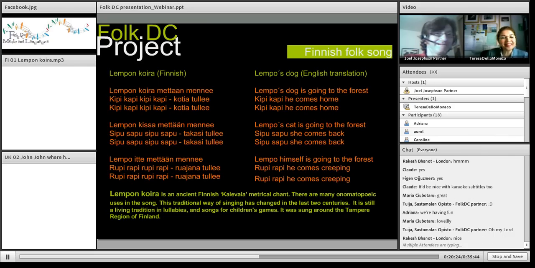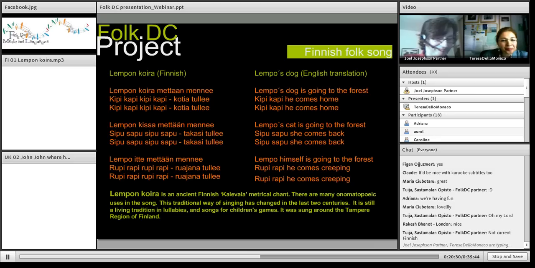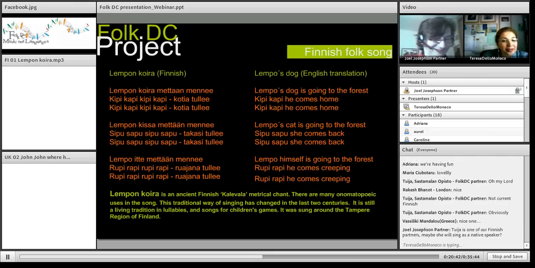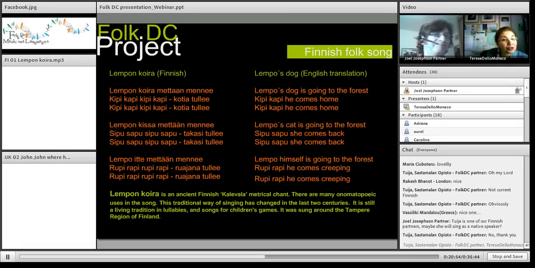Yes, this is a lovely song. I personally love it. It's from Kalevala metrical chant, and there are lots of onomatopoeic words in it, which is a very good approach to a language. In fact, it has been very easy for children to relate to kipi kapi, or to sipu sapu, or to rupi rapi, and it's about a dog and a cat.